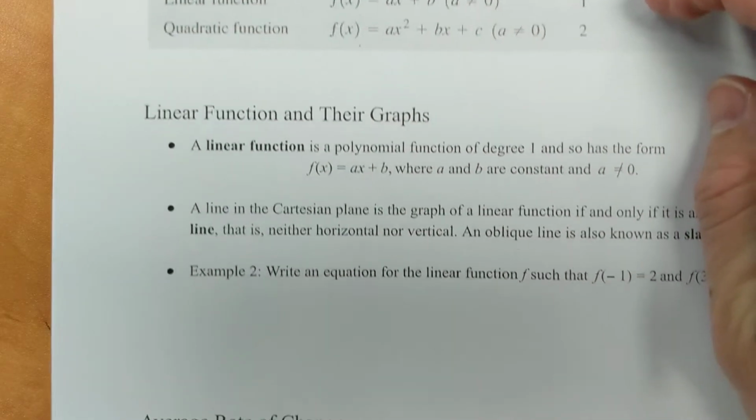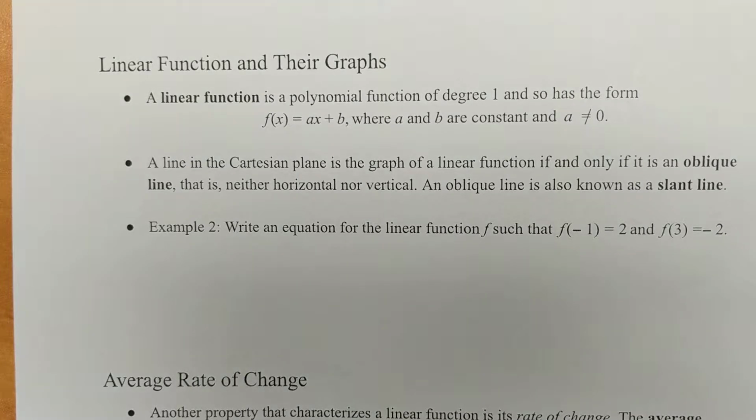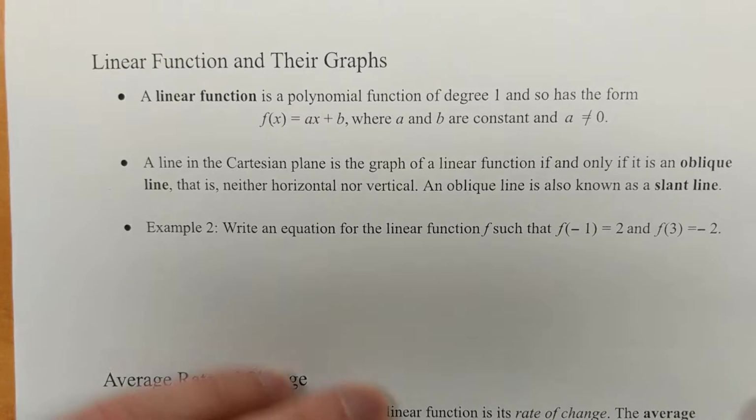So the next thing we've got here, linear functions and their graphs. A linear function is a polynomial of degree 1, and so has the form f of x equals ax plus b, where a and b are constants and a is not 0. Normally these draw lines, that's why they're called linear functions. So for example 2, it says write a linear equation for the linear function f such that f of negative 1 is equal to 2 and f of 3 is equal to negative 2.